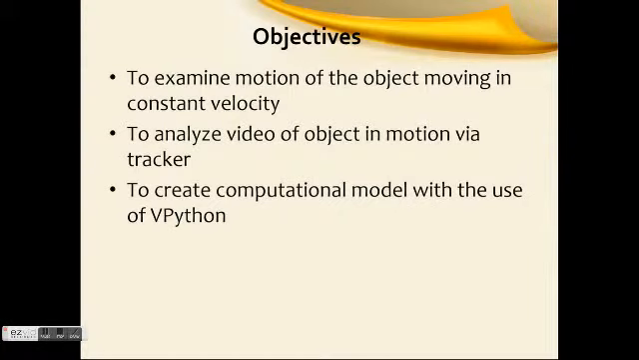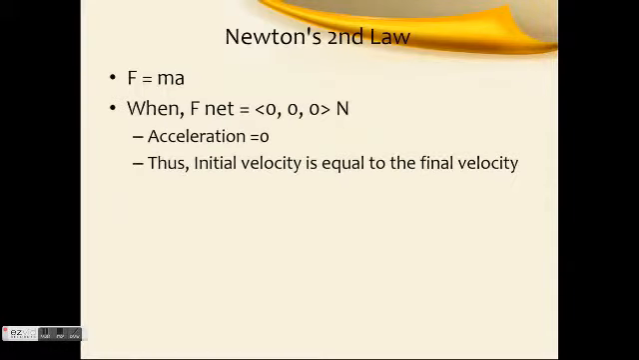The objectives of the experiment were first to examine the motion of an object moving at constant velocity, second to analyze video of the object in motion via Tracker, and lastly to create a computational model with the use of Python. Regarding Newton's second law, which is F equals mass times acceleration, when F net is equal to 0 Newtons, acceleration obviously becomes 0, and thus the initial velocity is equal to the final velocity. And that was the basis for our experiment.